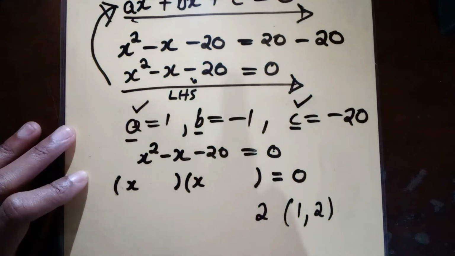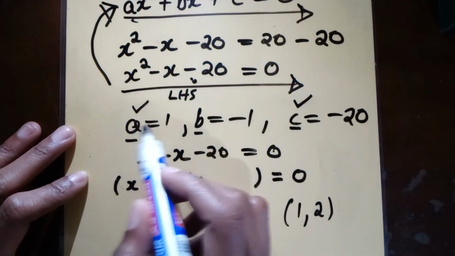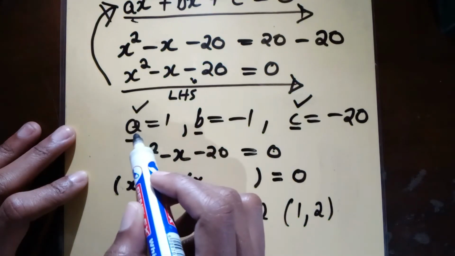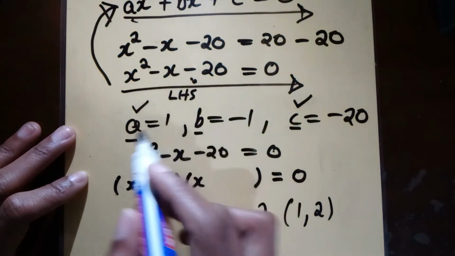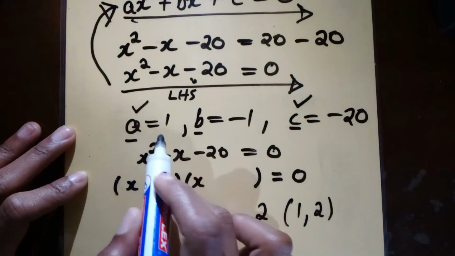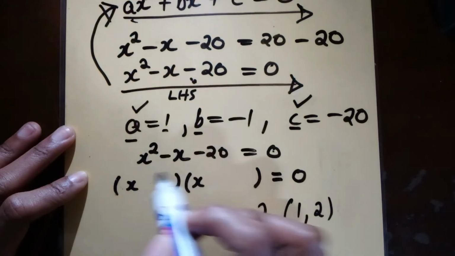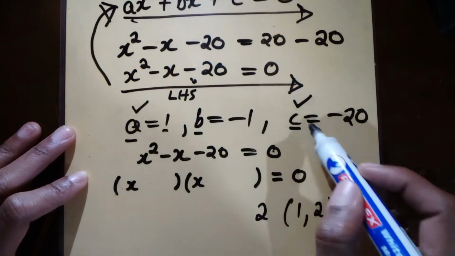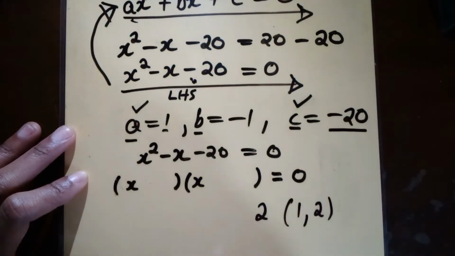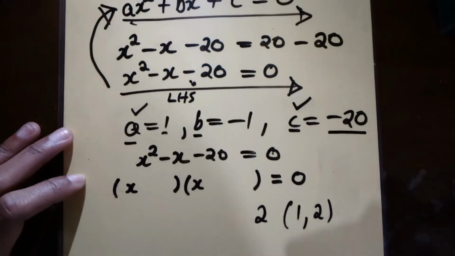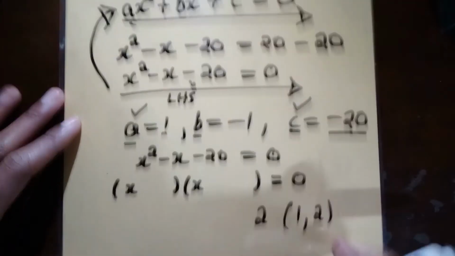And now our task is to find a pair of factors for a. A pair would be 2 factors for a, so that when we multiply them, they will give us positive 1. And a pair of factors for c, that when we multiply them, they will give us negative 20. How do we do that? Let me write this on a different page.